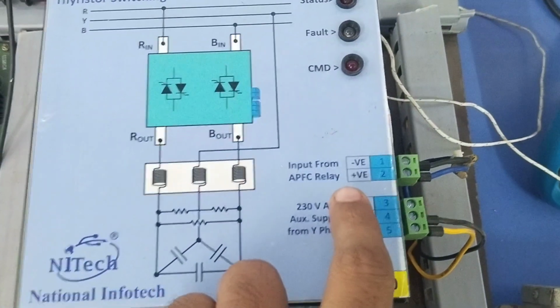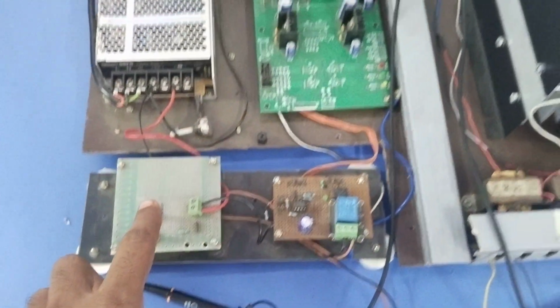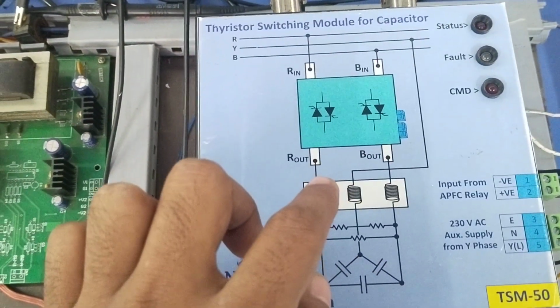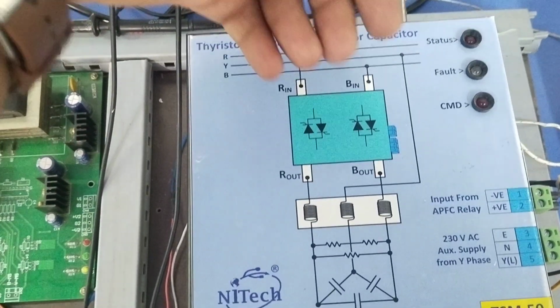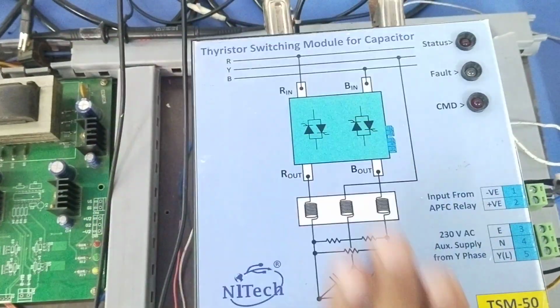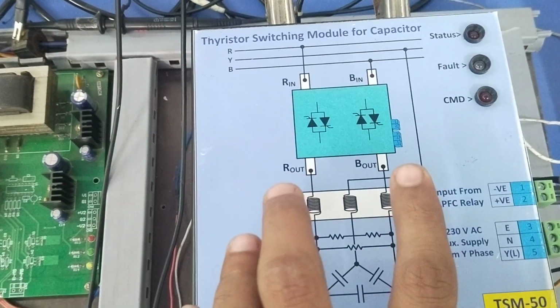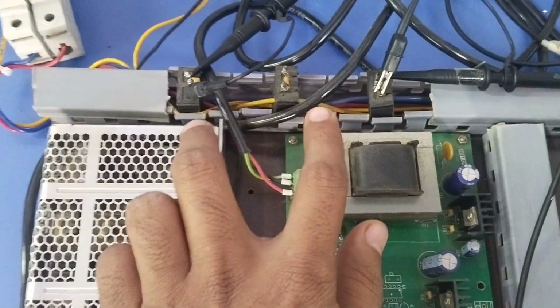So now we can give this APFC relay input using this switch. Another thing we can see here, for this performance we need to check the current of the capacitor. Whenever this device is connected, at that time it connects the capacitor with the mains. At that time, to observe the current, we kept some CT arrangement.